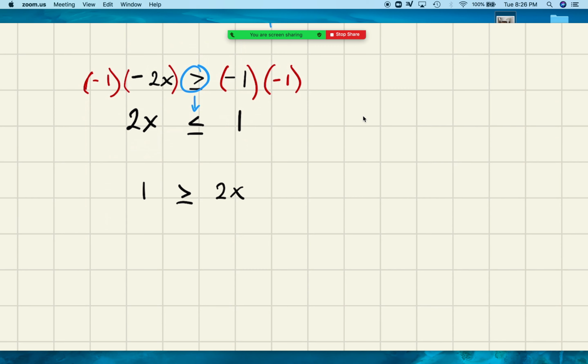Yeah. So you could read it 2x less than or equal to 1, or you could read it 1 greater than or equal to 2x, if you read it backwards, because Pac-Man eats the bigger number. So here, Pac-Man still is eating the bigger number. It just says 1 is a bigger number than 2x. So it's the same thing as that first answer. You can check that.